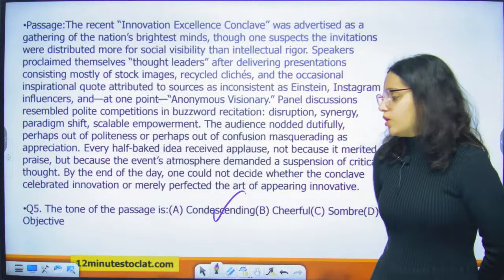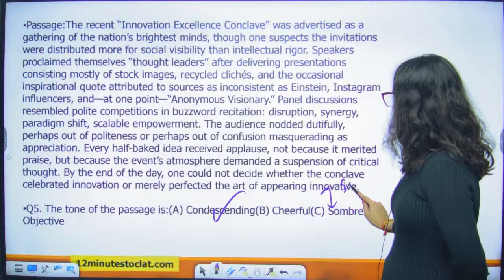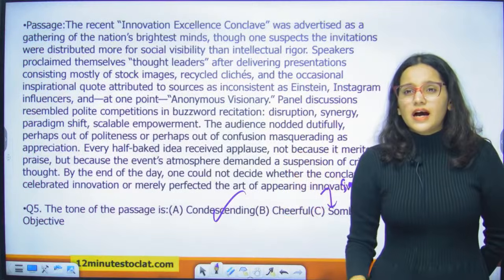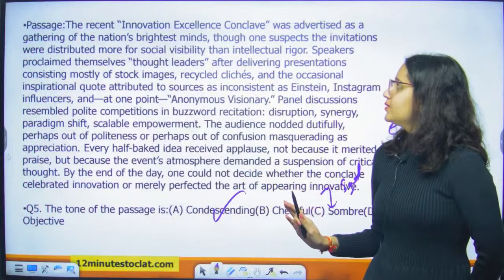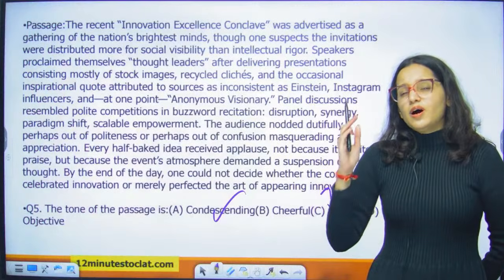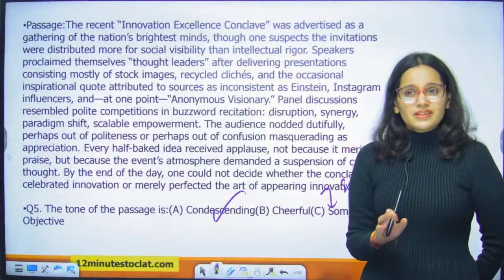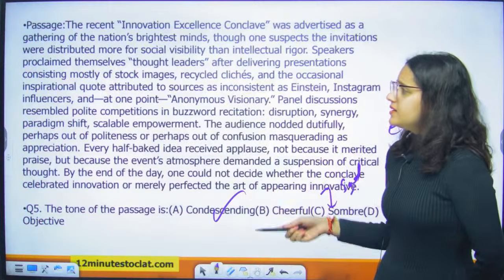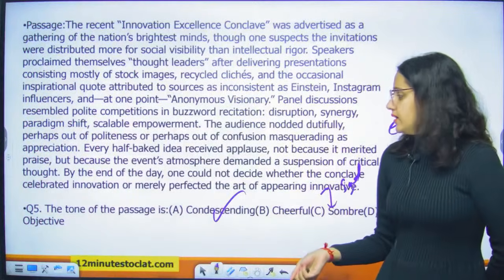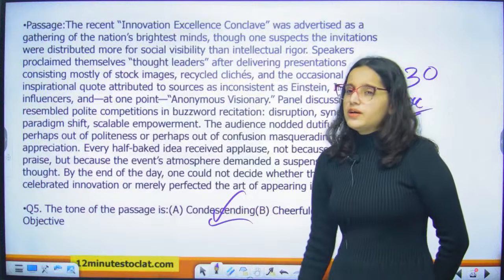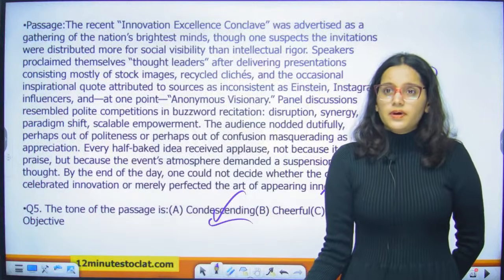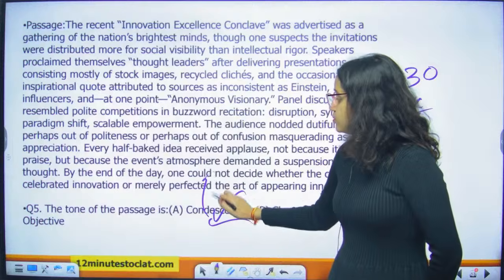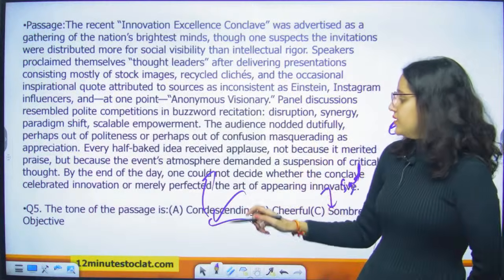Yes, correct. Somber means sad. So in here, the author is not being sad, as in lamenting or expressing his sorrow. Rather, he's condescending. What is condescending? Condescending is when you're looking down upon somebody. Now, a very confusing and very similar tone is patronizing.